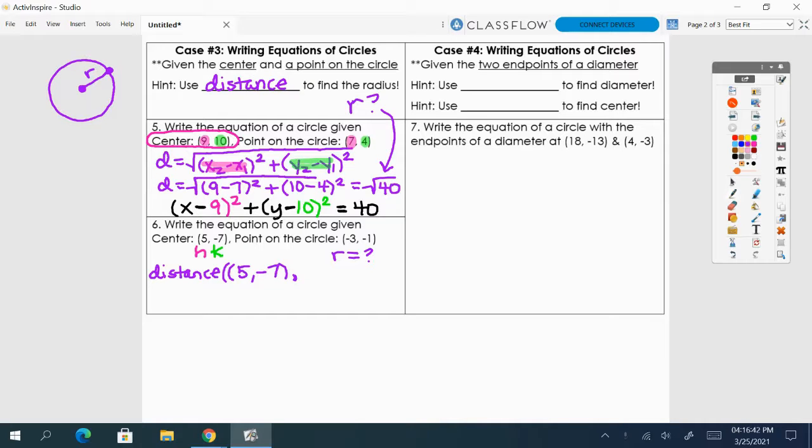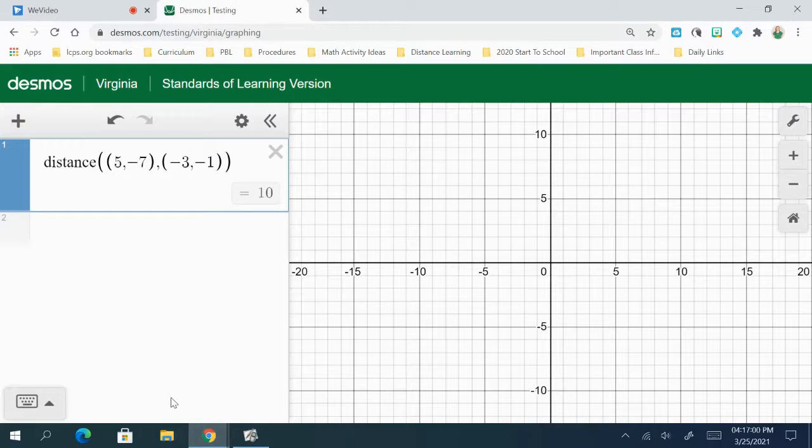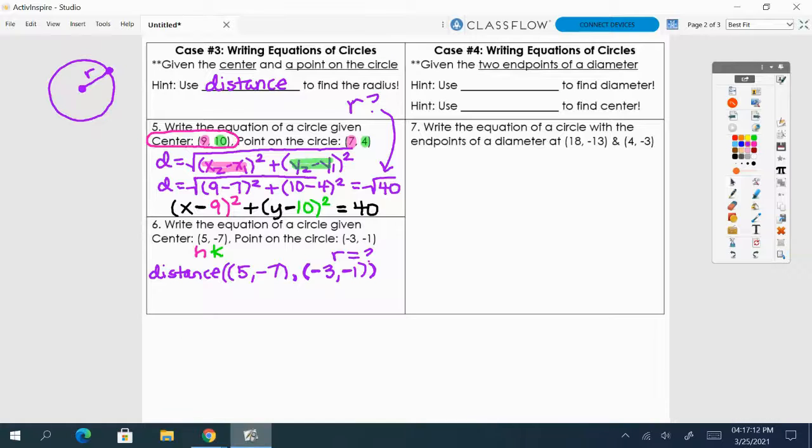Make sure to put a comma after the point you choose to go first. You're not multiplying them, you're listing them to find the distance between them. Second point, and then make sure to close the parentheses at the end. When you type this exact formatting in Desmos, you get your answer that the radius is 10. That's the distance between the point in the center and the point on the circle, known as our radius of 10 there. Make sure you have this exact formatting in Desmos and that you get 10 as well. We go ahead and put that it's equal to 10, which is going to be our radius.